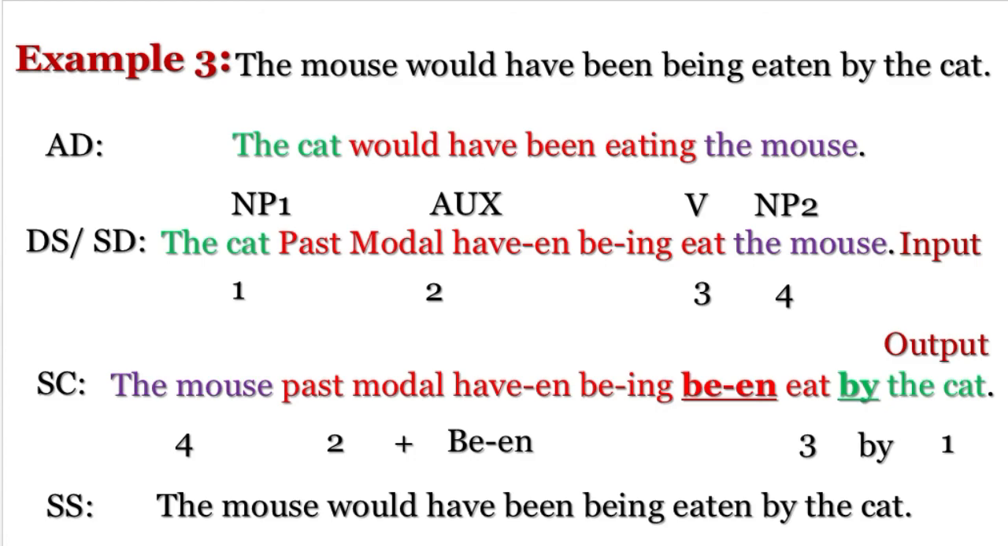In the structural change, we have the mouse first, past modal have en ing stays as it is, we add BEN, we keep eat, which is the verb number 3, and we add by number 1, which is the cat. So 4, 2 plus BEN, 3, by 1. The mouse past modal have en ing BEN eat by the cat. And after we apply the affix hopping rule, we get the mouse would have been eaten by the cat.